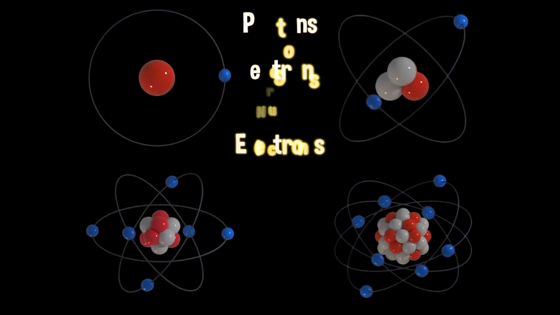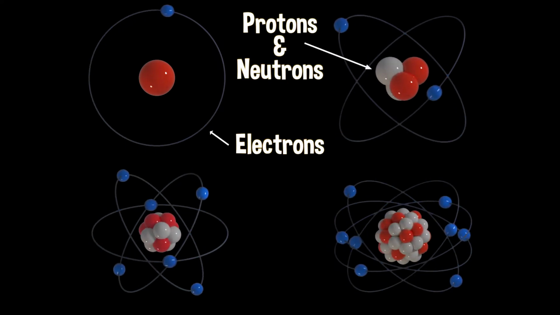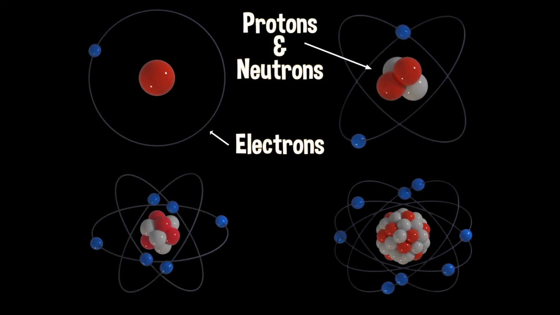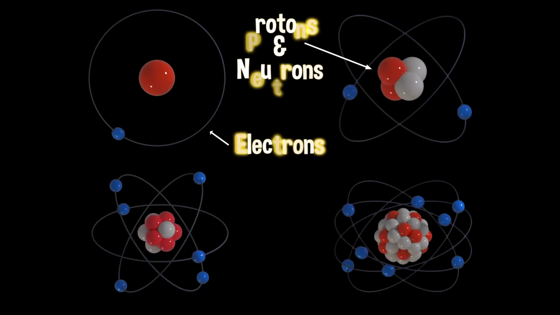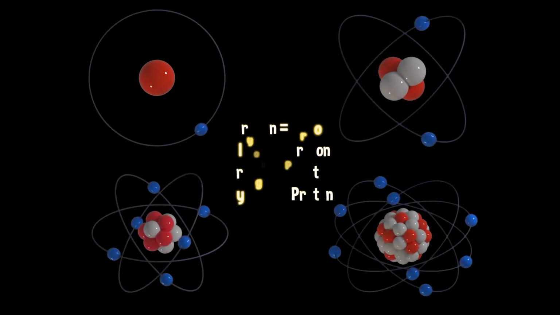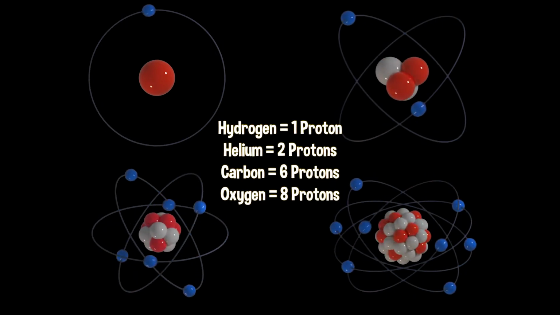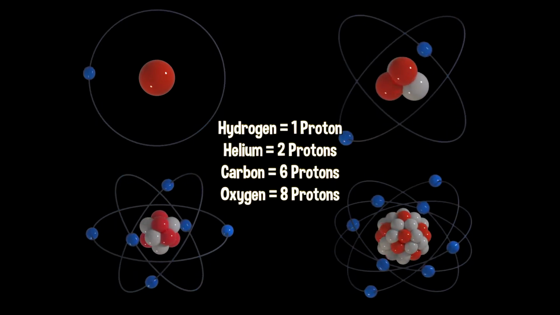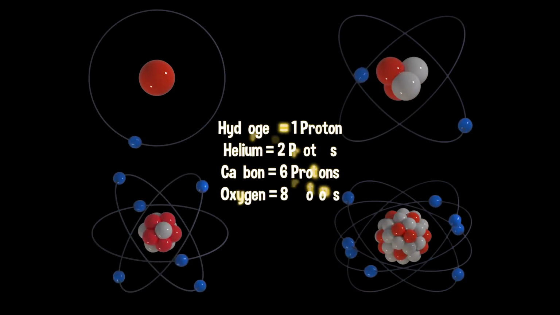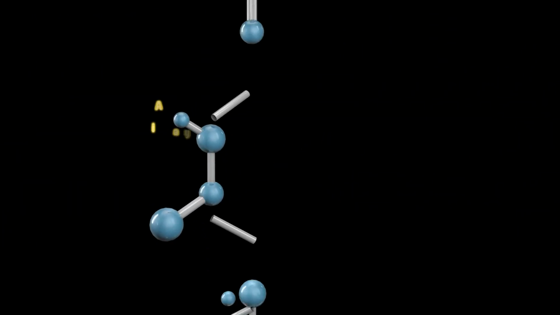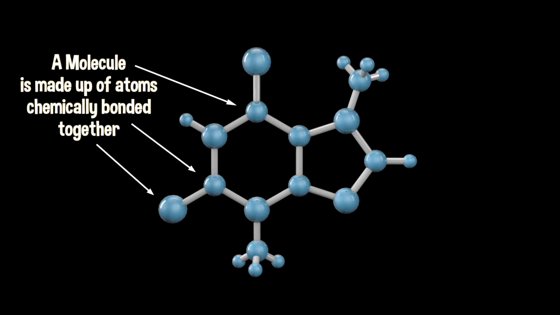Electrons exist in the outer shell of an atom, while the protons and neutrons are together in its center. The number of protons an atom has determines what element it is. Hydrogen has 1 proton, helium has 2, carbon has 6, oxygen has 8, and so on. Atoms can come together and form bonds to create molecules.